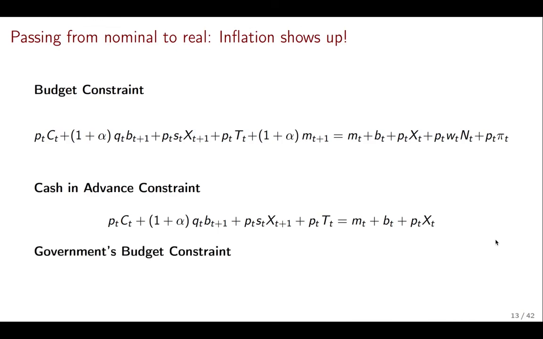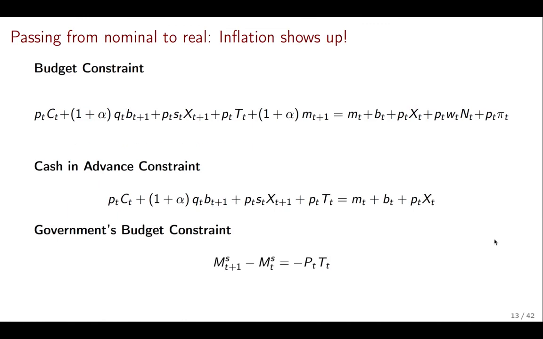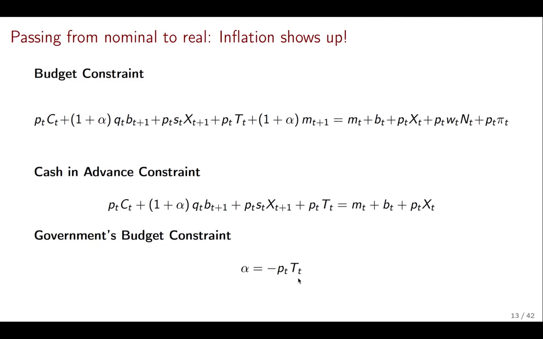Finally, you get the government's budget constraint. You also have to pass that one to real terms. And remember, the government's budget constraint is the difference in money supply. Here is the nominal transfers or taxes. If you divide everything by M, you're going to get M_{t+1} over M. That's going to be 1 plus alpha. This is going to be a 1. So if you do the math, you're going to get alpha equals minus little p_t times T. So with that, we've finished presenting the model and passing all the equations of the model to real terms.